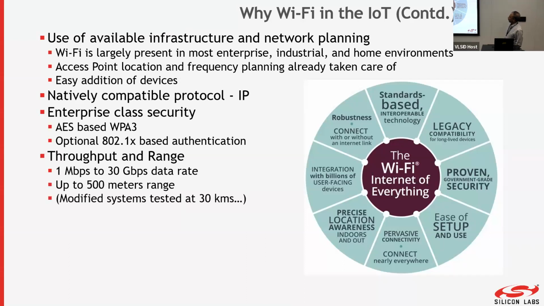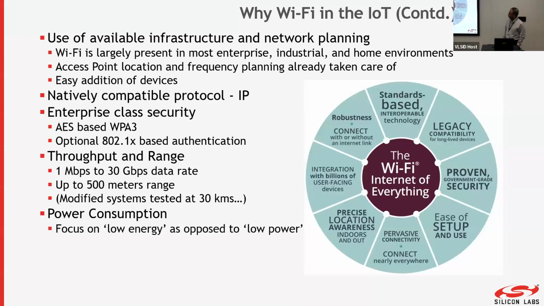All right, so Wi-Fi gives you up to 30 Gbps, with the Wi-Fi 7 protocol, if any of you are using it. It's not yet fully available, but when it is, you'll get 30 plus Gbps data rate. The range goes up to 500 meters, sometimes more, and modified systems can go up to several tens of kilometers. And it focuses on low energy compared to low power. That's one of the things that we will talk about in depth today.